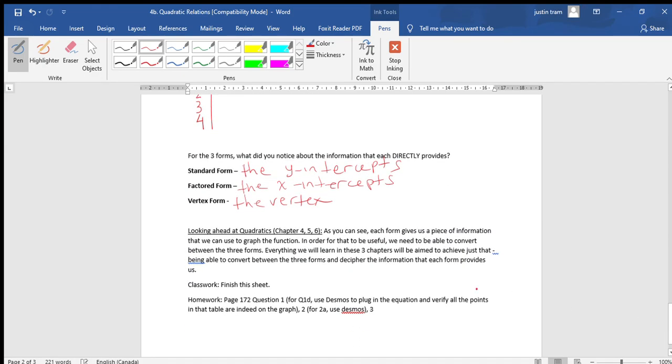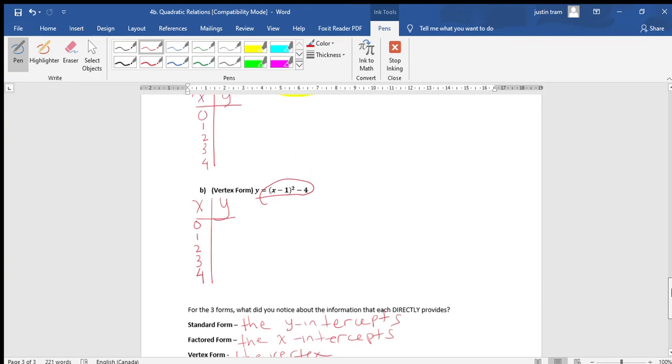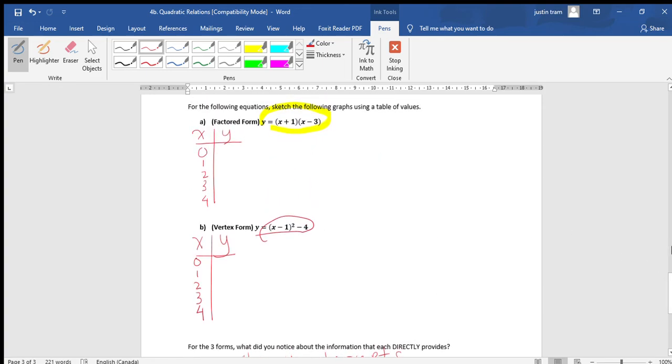Now, as you can see, each form gives us a piece of information that we can use to graph the function. In order for it to be useful, however, we need to be able to convert between the three forms. So everything we'll be learning in these 3 chapters will be aimed to achieve just that. Okay? Now, so what I want you to do is complete the sheet. Now, most of it's already completed. You just got to copy what I had written down and maybe complete this part right here.